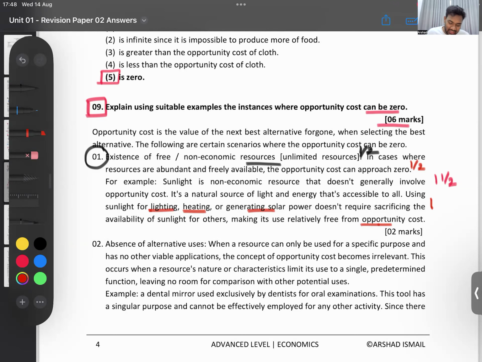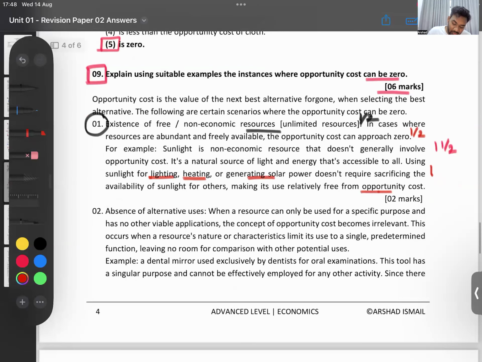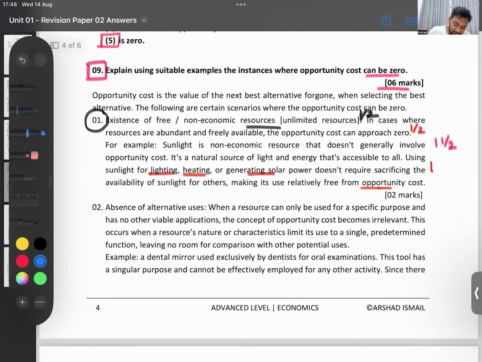Just like that. Where else is opportunity cost zero? When there are no alternative uses, half a mark for that. Then expanding that: when resources can only be used for a specific purpose and there are no viable alternative applications, opportunity cost is irrelevant or zero. Half a mark there. And then for the example here I have given a dental mirror. The only use of a dental mirror is in dental work. Here you don't say economic good, here you say non-economic reasons. And you explain that.